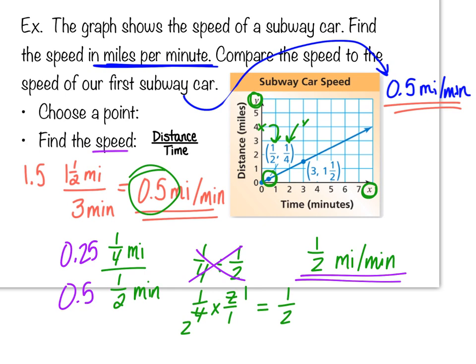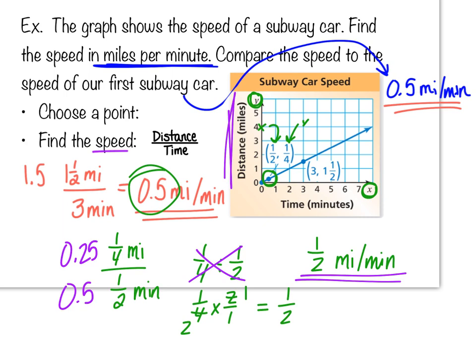So why is it increasing? Because it's not tracking the speed, it's tracking the distance. So what's increasing is the distance. The speed's actually staying the same. If it was changing speeds, it would go up and go down and go up and go down, and that would show you that the speed is changing. But it's a constant speed here.